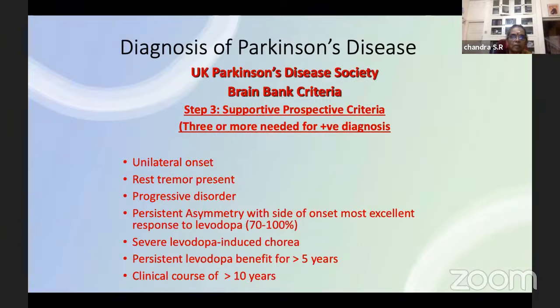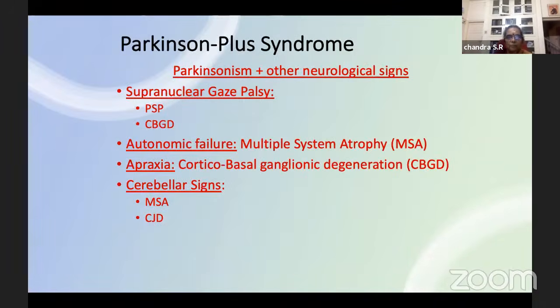So you have a primary criteria and a supportive criteria. The mandatory thing is slowness, which should be demonstrable, along with many other parameters which qualify for idiopathic PD or Parkinson plus syndromes. This is easily available. You can download it. I'm not elaborating that. So it's just theory only.